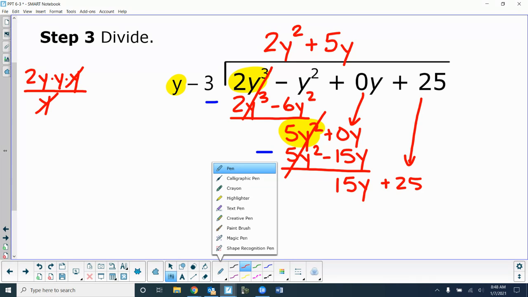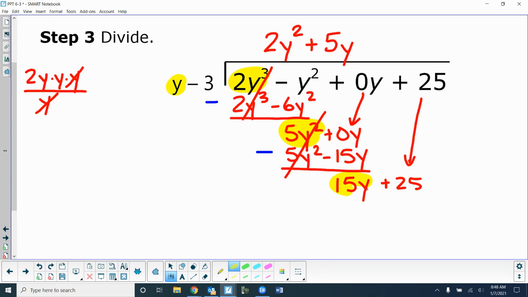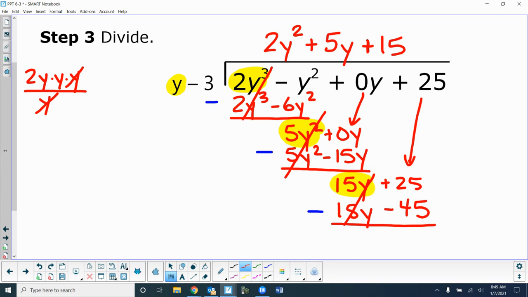Okay, so what's 15y divided by y? 15, right? Are those division problems that difficult? No. So it's basically a monomial divided by a monomial for that, right? One term divided by one term. So what's 15 times y? And what's 15 times negative 3? Negative 45, right? When I subtract, the 15y's cancel. What's 25 minus a negative 45?